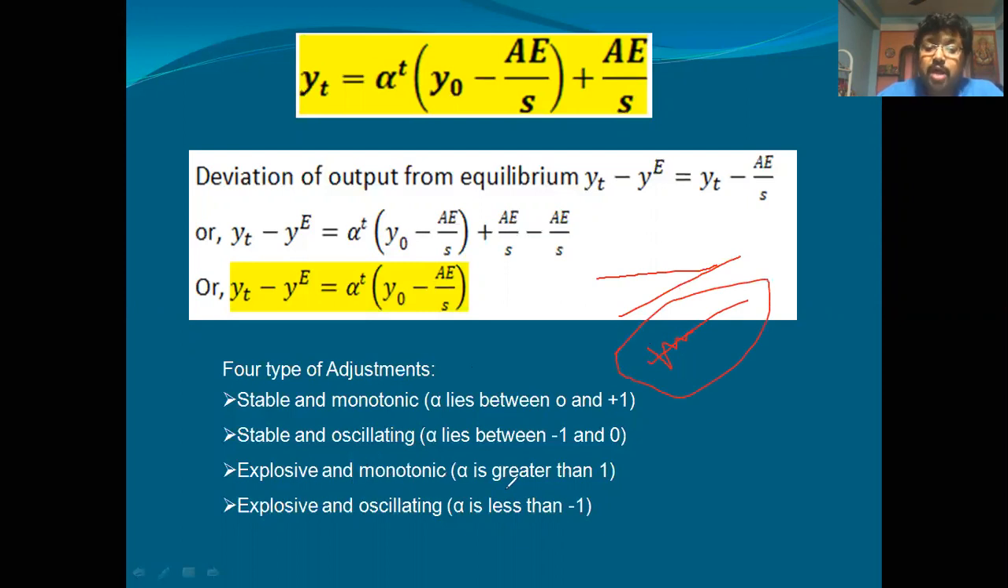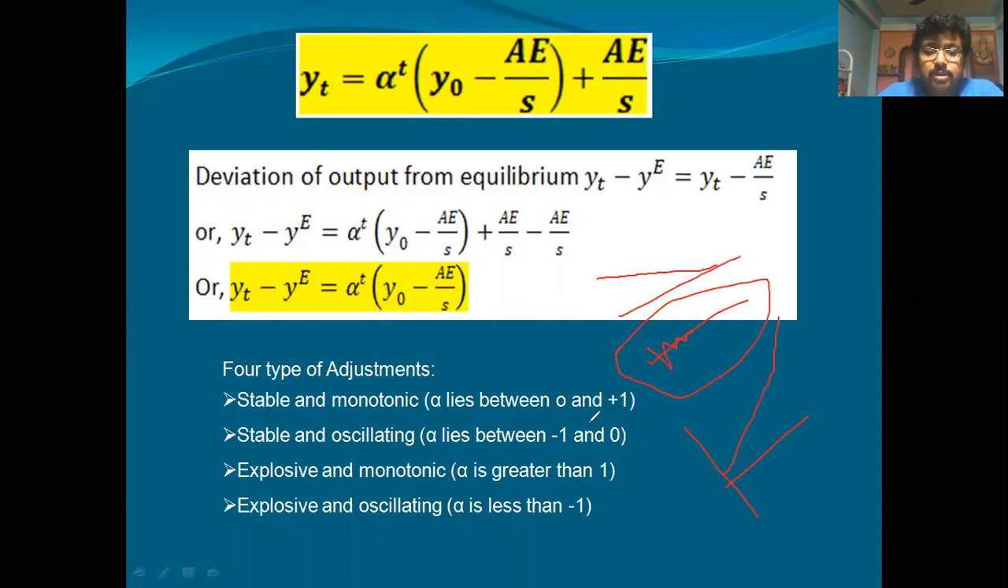Now explosive and monotonic: when alpha is greater than one, as time passes, the output will be explosive and monotonic. The output will increase in an explosive, monotonic way. How? Suppose this is the equilibrium path, and it will go this way. This is explosive and monotonic. There is no oscillation.